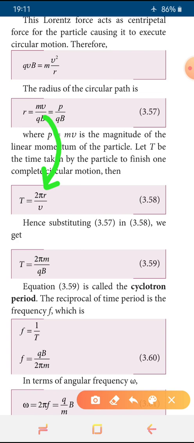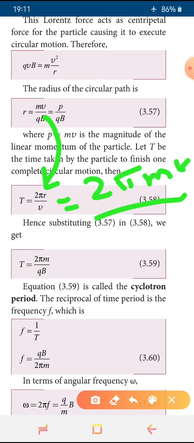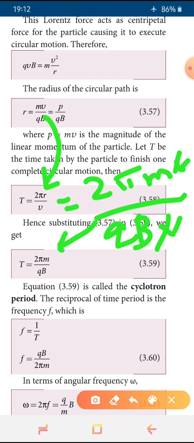Okay, so which term are we going to substitute? r, the radius of the circle, is substituted here. What is the r there? When we substitute, 2 pi is already there. What is the r value? mv divided by qB, and here one v is already there, and these two v will get cancelled. When it is cancelling, the term will become 2 pi m divided by qB. So we got this term, equation 3.59.